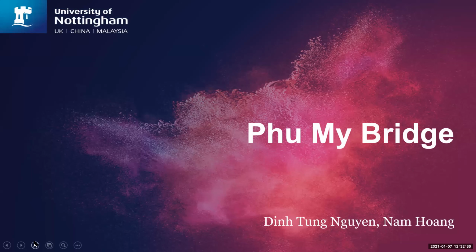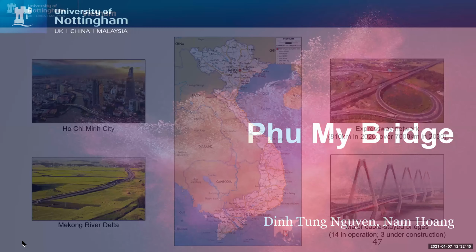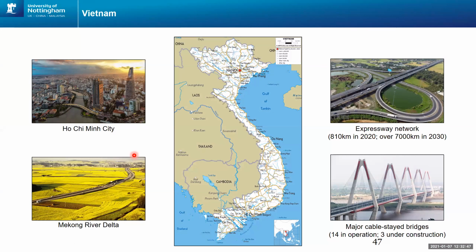Okay, finally, let me just say a few things about the Fumi Bridge, which is, again, a different context. We're getting out of Scotland and moving over to Vietnam. Vietnam is a very rapidly developing country with a very different wind climate and a very different thermal climate to Scotland, and a very rapidly developing network of roads. At the moment, they've got about 800 to 1,000 kilometers of trunk network, hoping to grow that to 7,000 kilometers by the end of the decade.